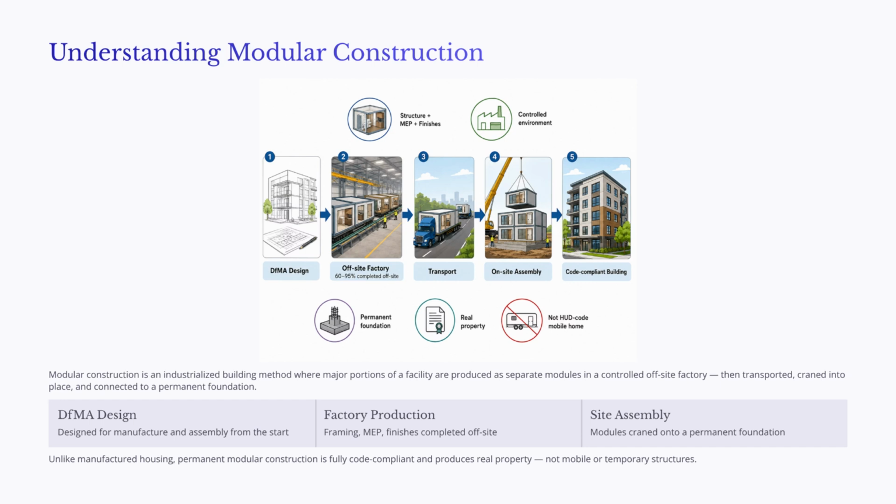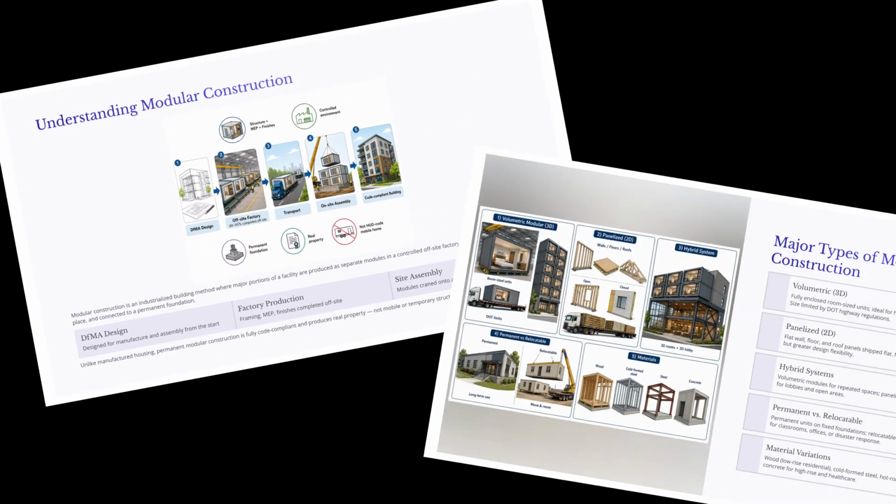Finally, it is important to distinguish modular construction from manufactured or mobile housing. The modular buildings we are discussing in this course are code-compliant, permanent real property. They are placed on permanent foundations and reviewed under applicable building codes.